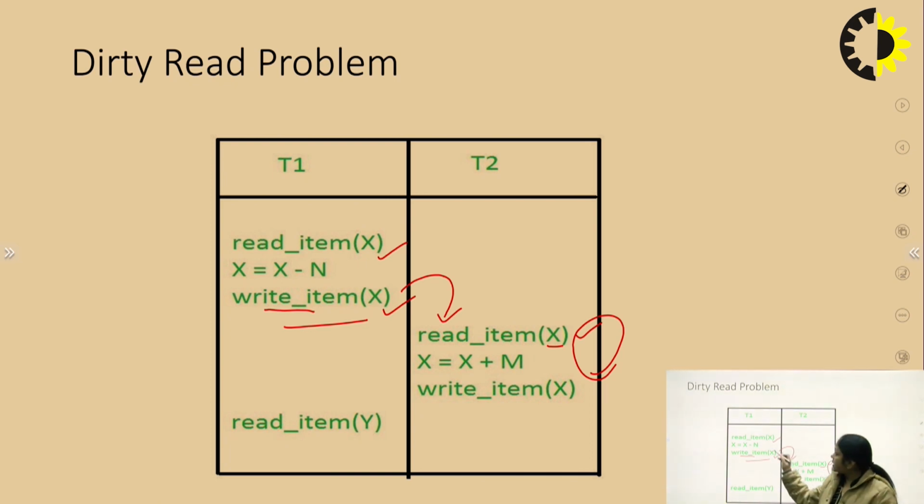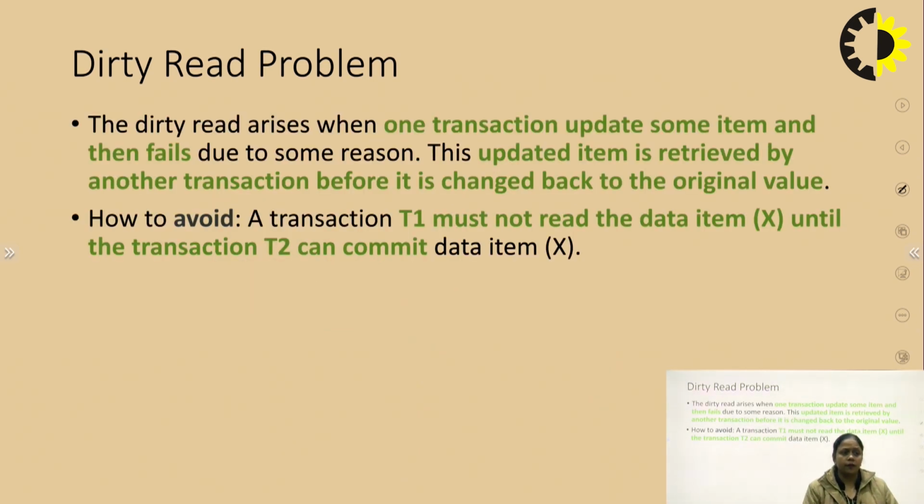But if the transaction T1 commits here, then we can remove this dirty read problem. How to avoid this problem? Transaction T2 must not read the data item X until the transaction T1 commits data item X.